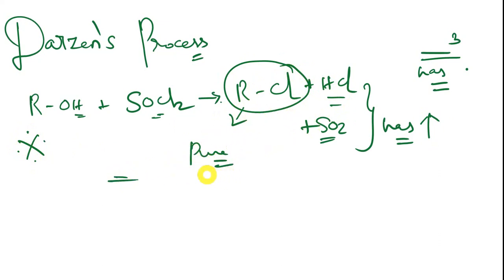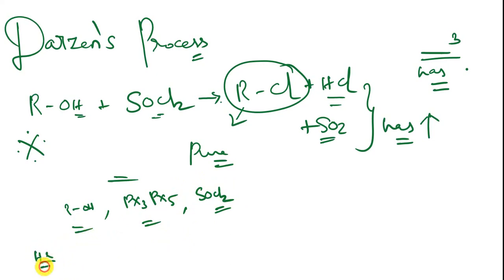Got it? So far we have seen the preparation of haloalkanes from alcohols using PX3, PX5, and thionyl chloride SOCl2, right? The next thing, the preparation from hydrocarbons, we'll see in the next video.